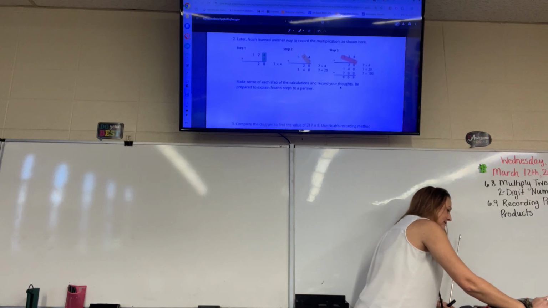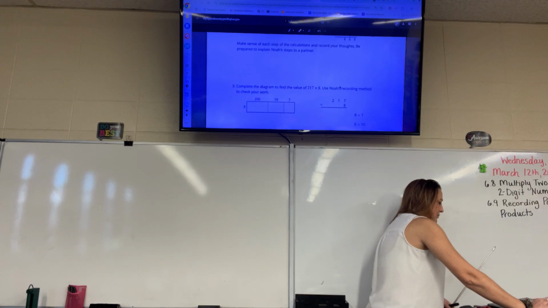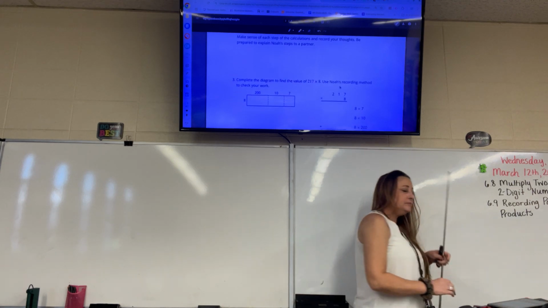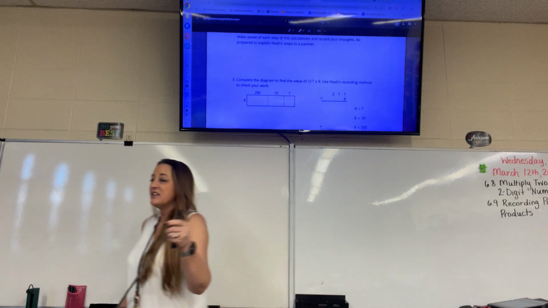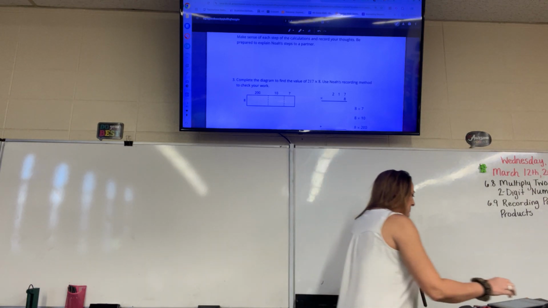It says make sense of each step of the calculation and record your thoughts. We're not going to record our thoughts, because I just showed you how each one applies to the area model. Okay.